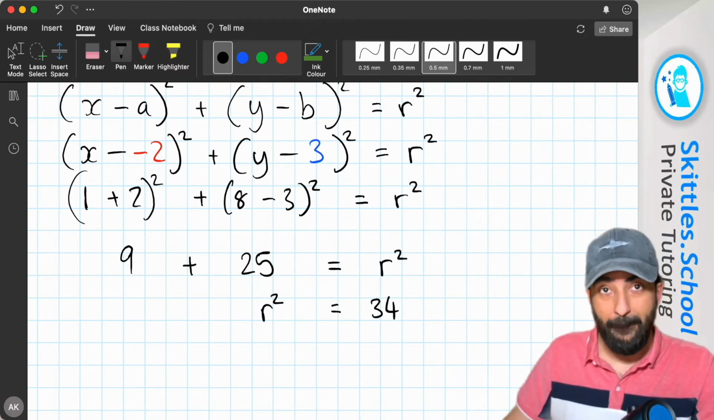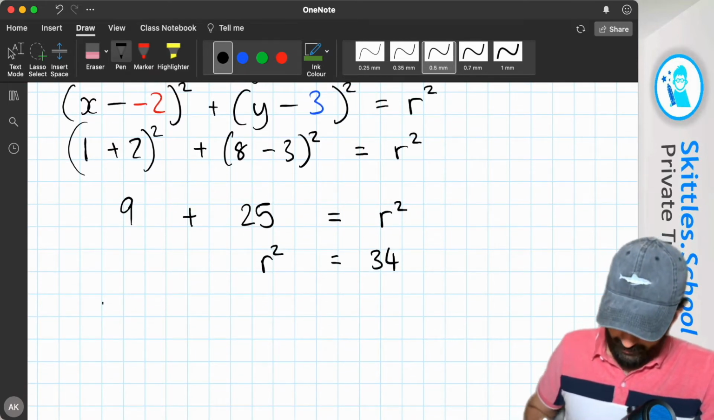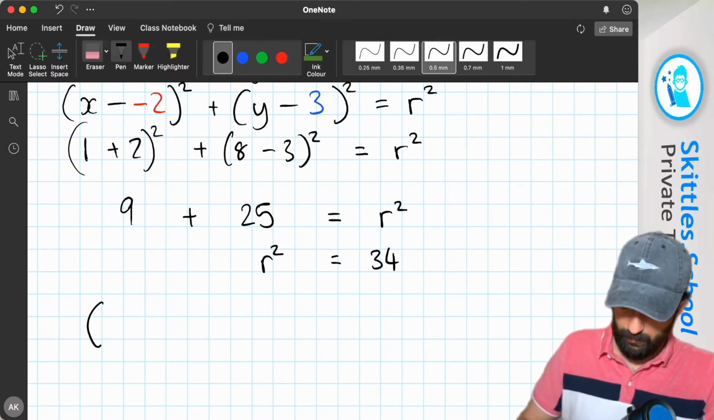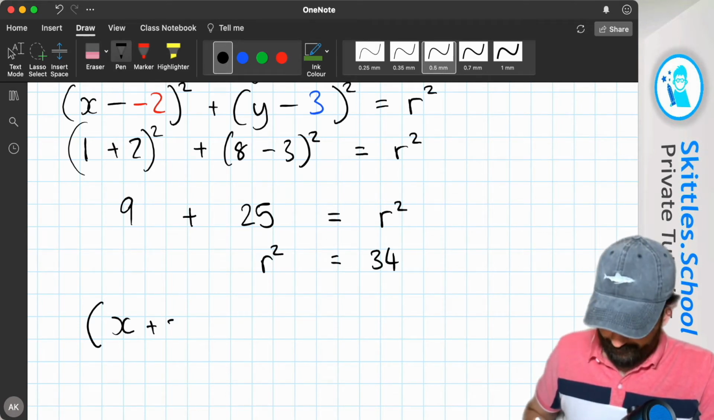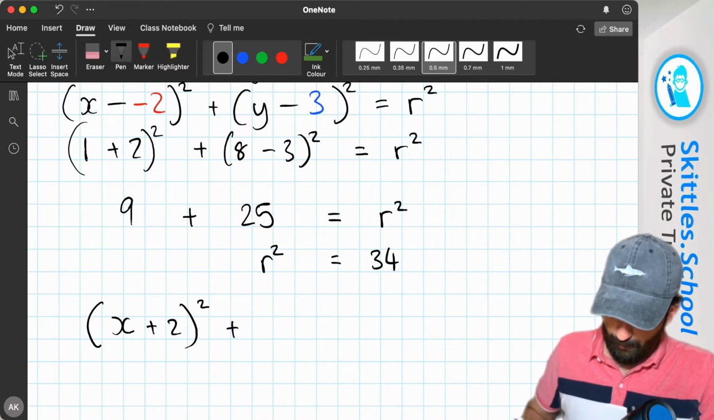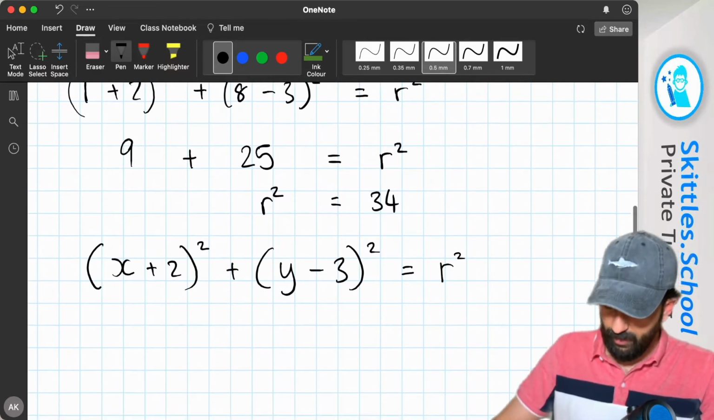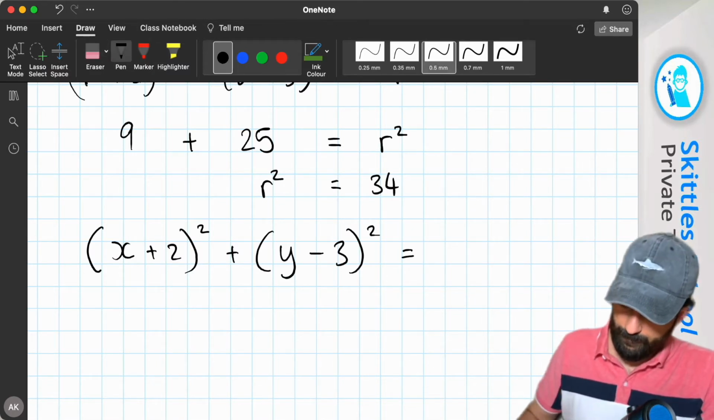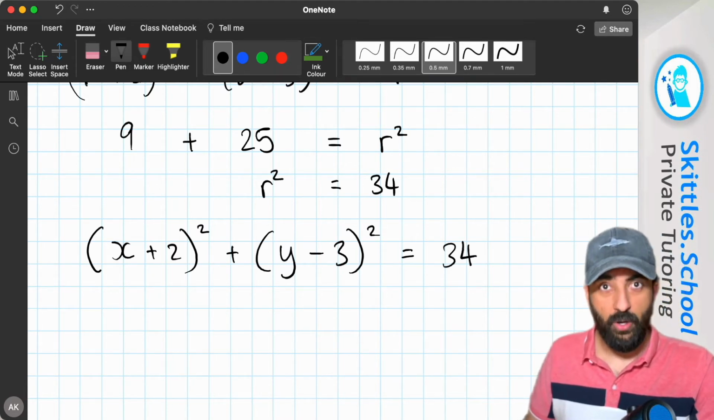And we can plug that back into our general form equation. So the general form was (x minus -2, which is +2) squared, plus (y - 3) squared equals the radius squared. Now we've just worked out the radius squared, so that's 34, so we can replace that with 34. And there it is. That's the equation of our circle.